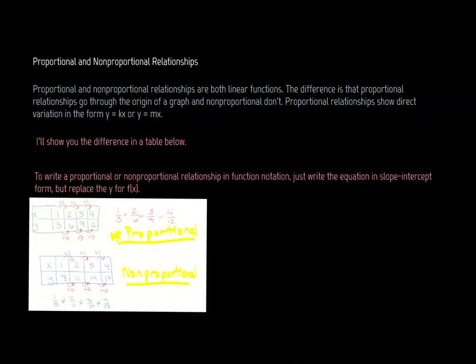In this section, we're discussing proportional and non-proportional relationships. Proportional and non-proportional relationships are both linear. The difference is that proportional relationships go through the origin and non-proportional don't. Proportional relationships show direct variation in the form y equals kx or y equals mx. I'm going to show you in the table below what I mean.